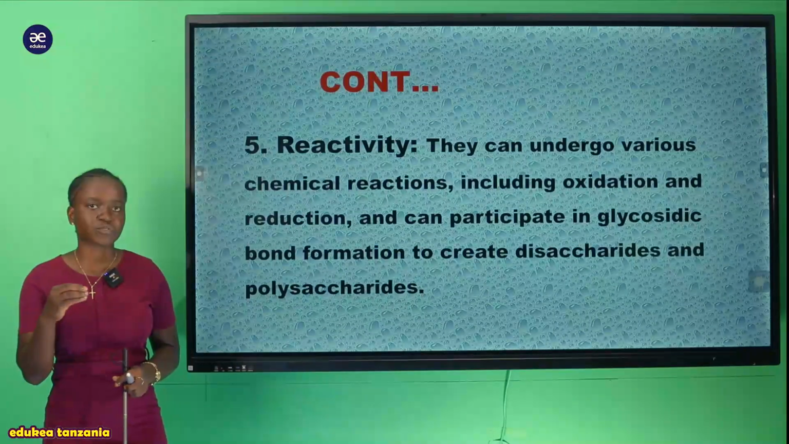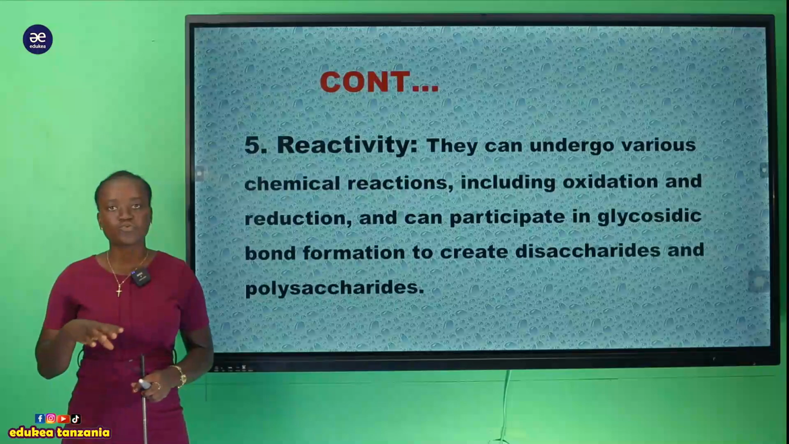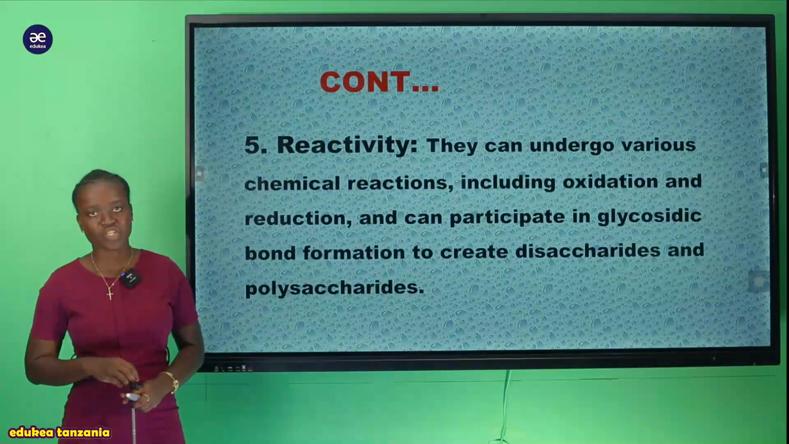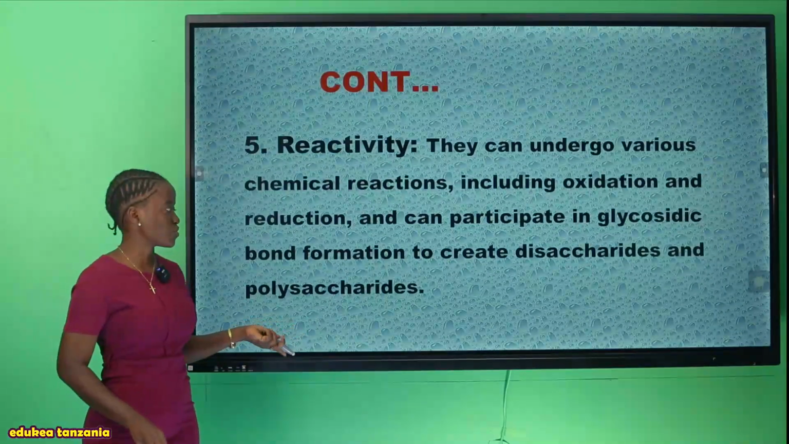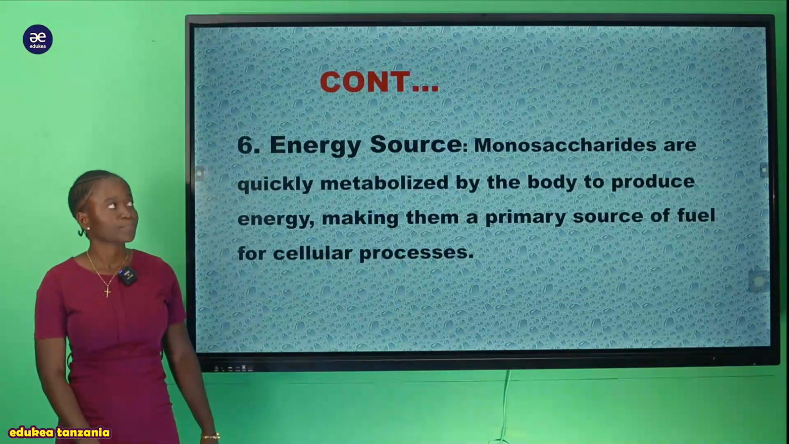So now here you have to know that these monosaccharides have a tendency to undergo redox reactions, meaning oxidation together with reduction reactions.